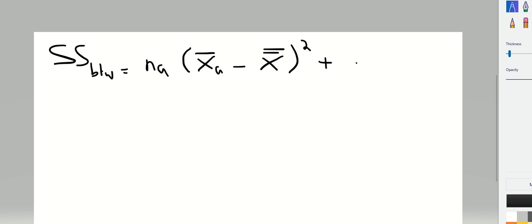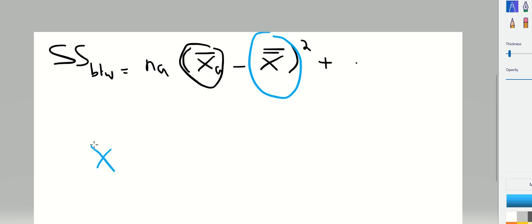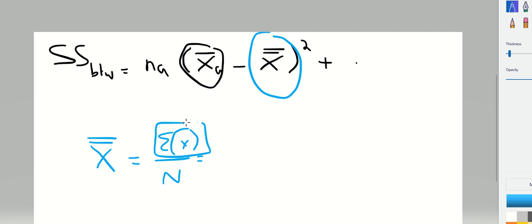So in our case, we have the average of A, but the value that we don't have is the average of the averages. How can I get the average of the averages? Well, the average of the averages is the average of everything. It's the sum of all the x's divided by all the observations. This sum we call the total. So this is the total divided by n.